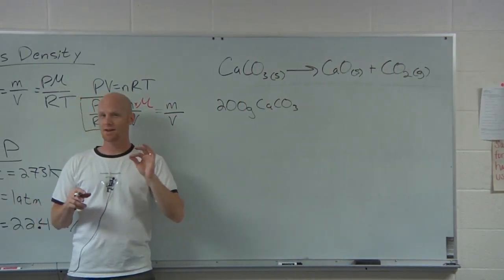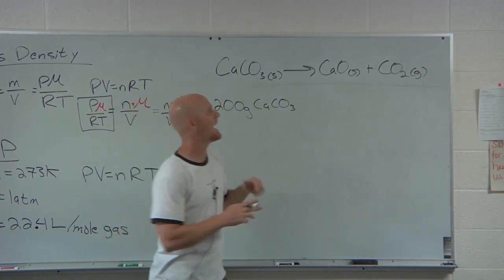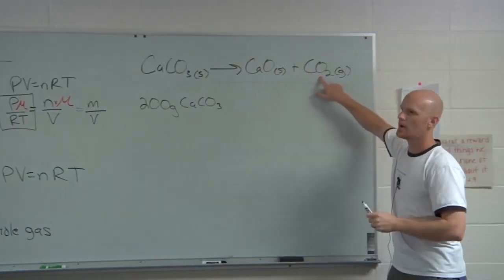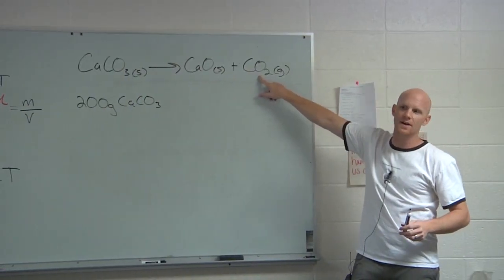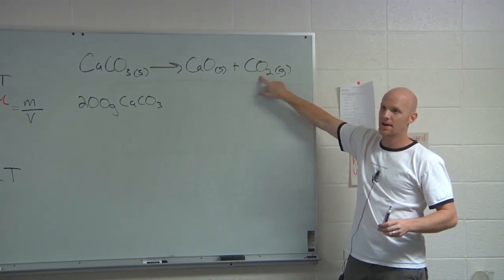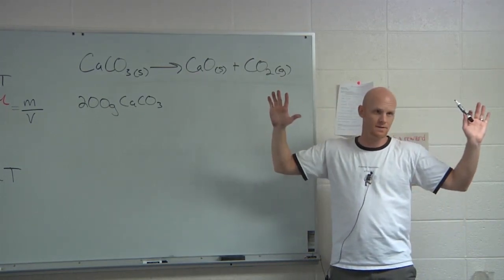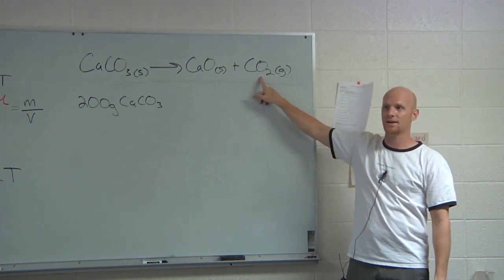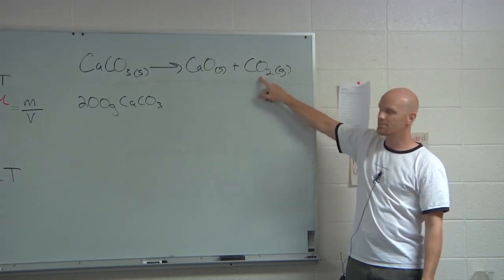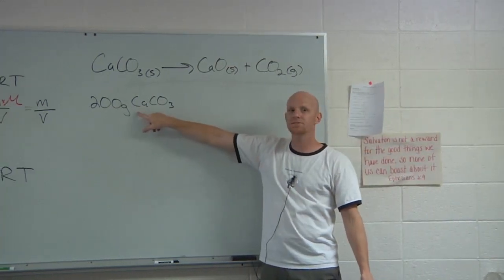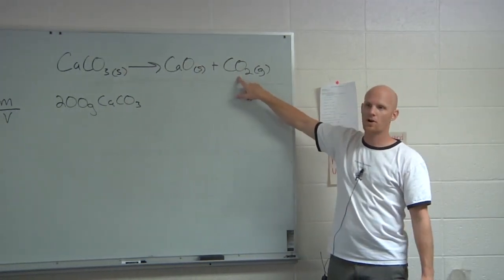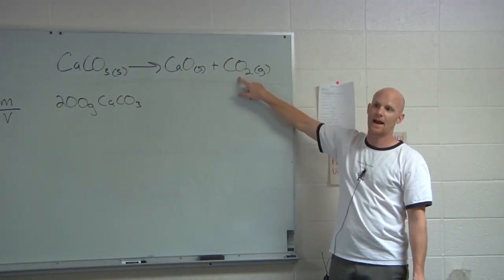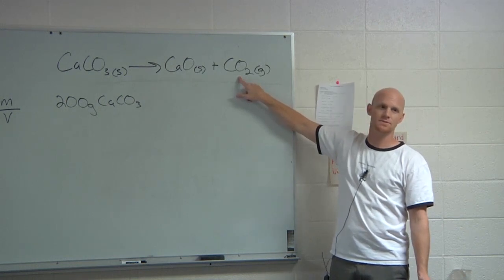But with this chapter, we can now take this one step further. I could ask you what volume of carbon dioxide is produced. And I could say under any set of conditions. But the most common set of conditions we're going to ask you for is at STP. And so that is my question. Assuming this reacts completely, what volume of carbon dioxide at STP is produced?